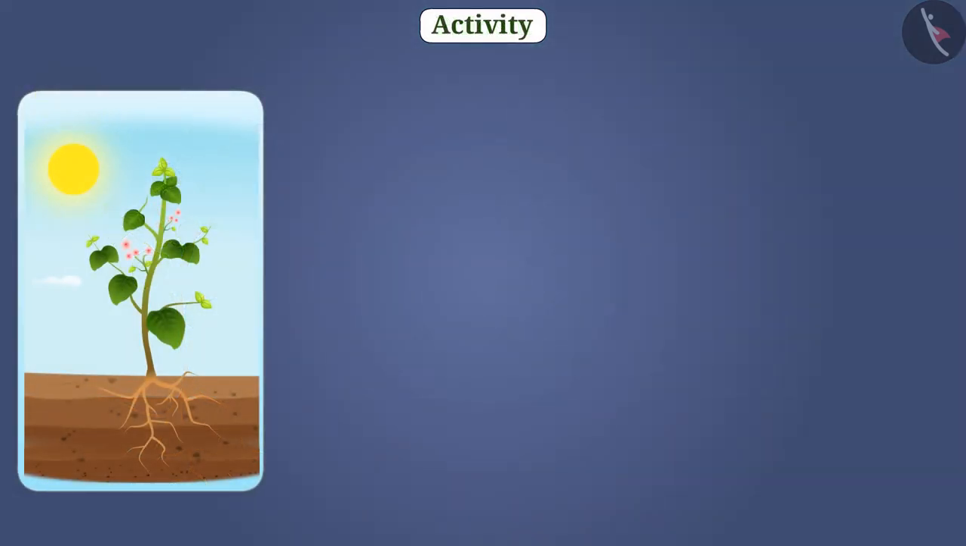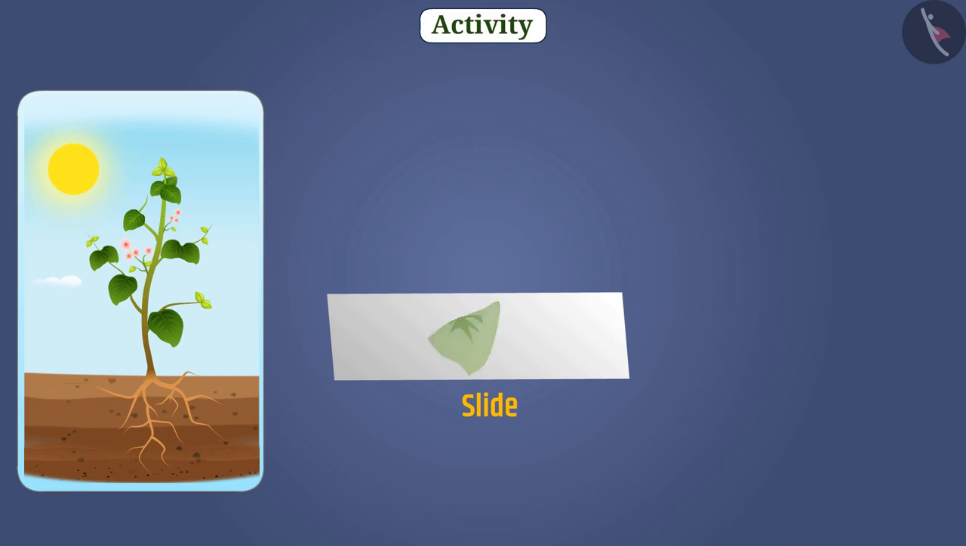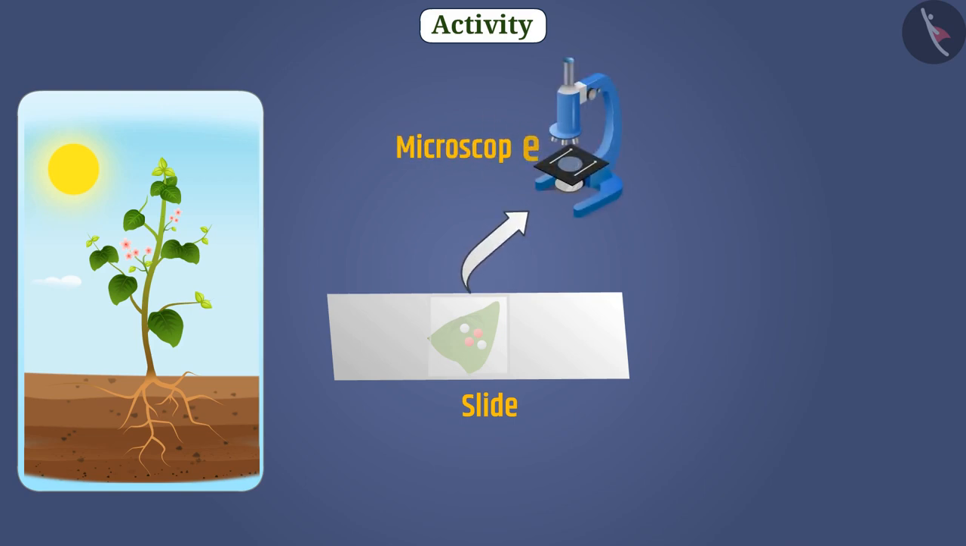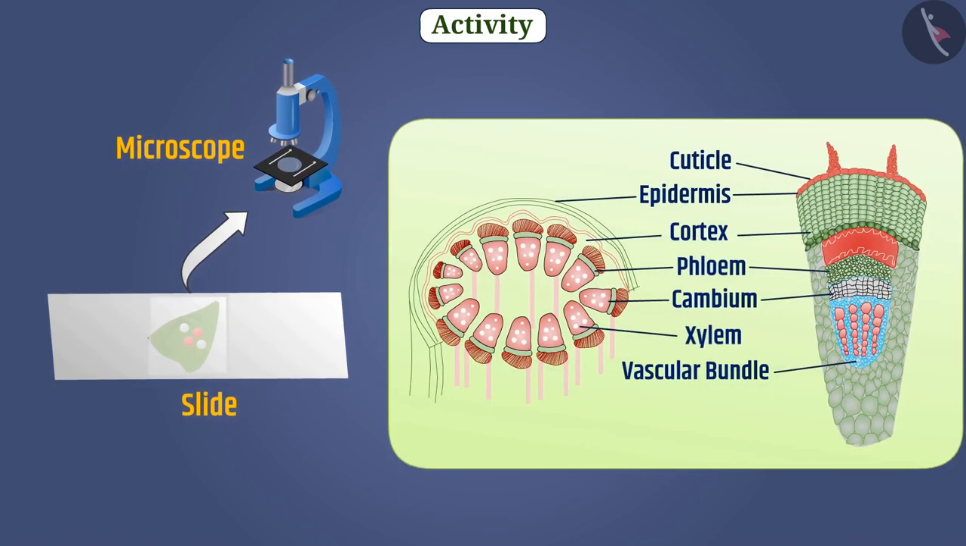Let us now look at different plant cells with the help of an activity. For this, we will take a stem of any plant and cut a very thin section of it. Now, we will keep this section on a slide and pour some drops of safranin and glycerin on it. After this, we will cover this section with a cover slip. On examining the section with the help of a microscope, this type of figure will be observed.